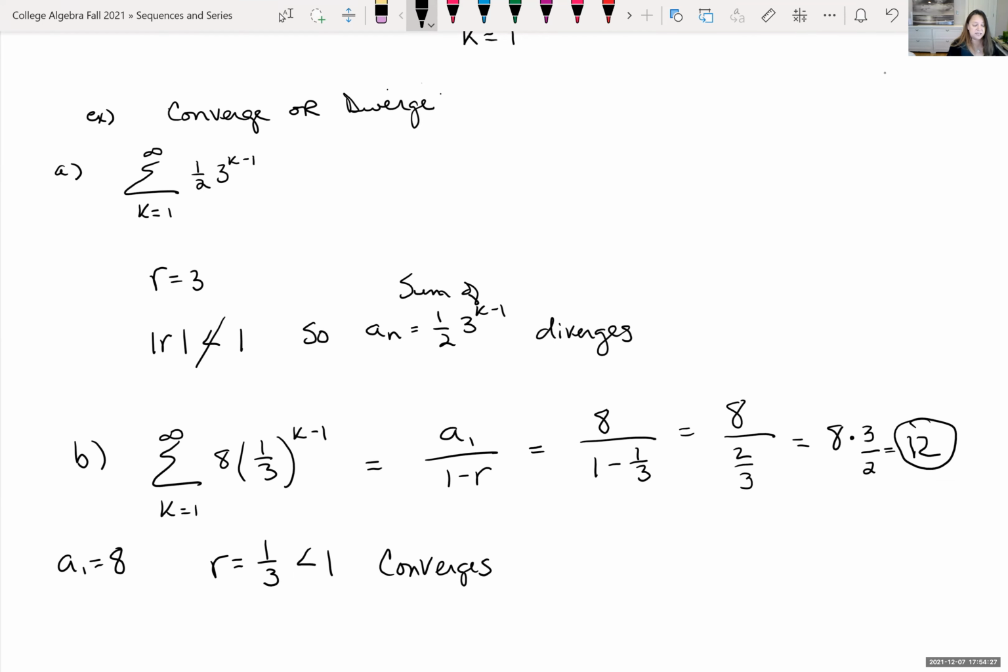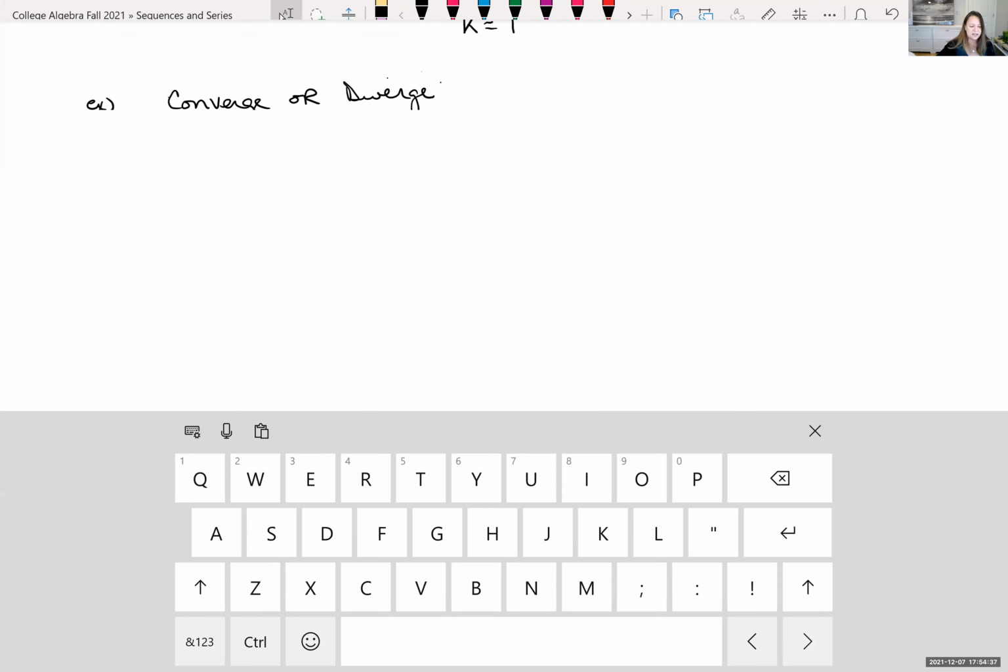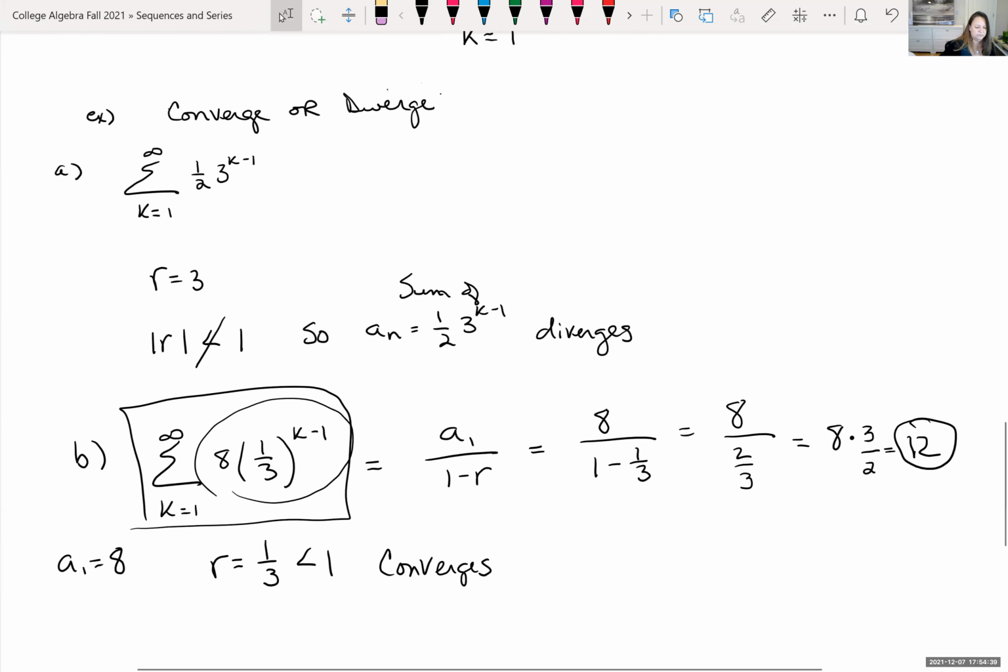So if you summed an infinite number of terms of this sequence, 8 times 1/3 to the k minus 1, you would get that it sums to 12.